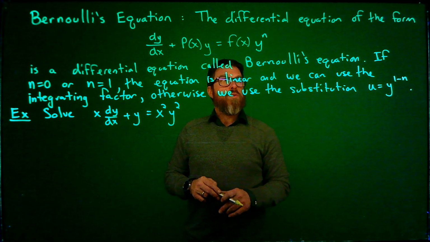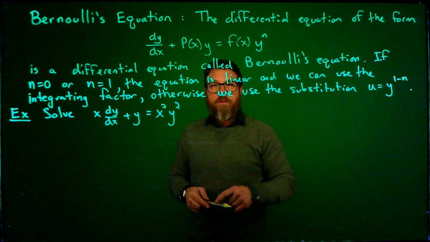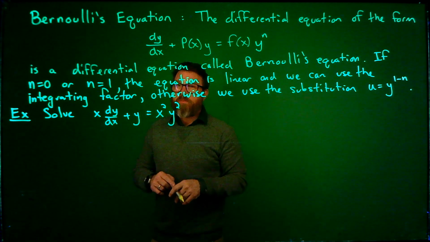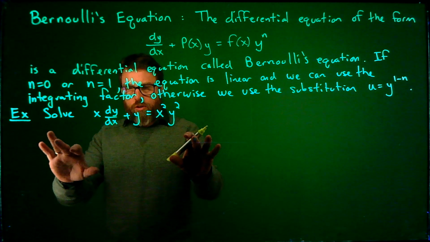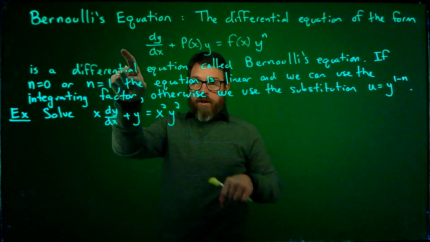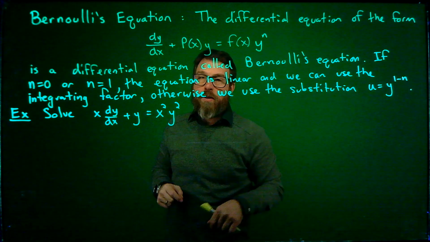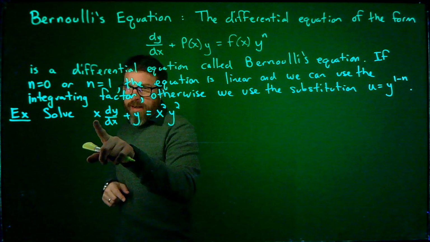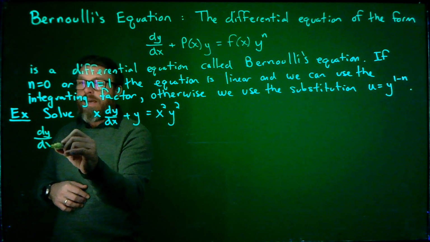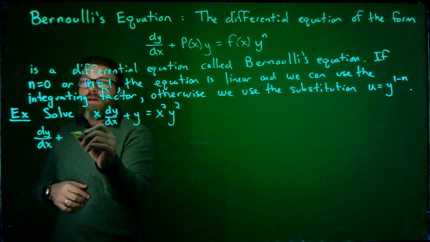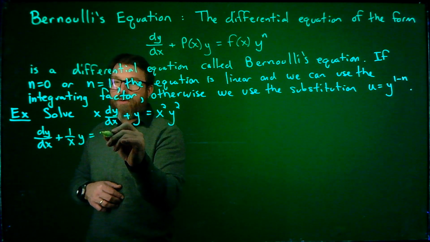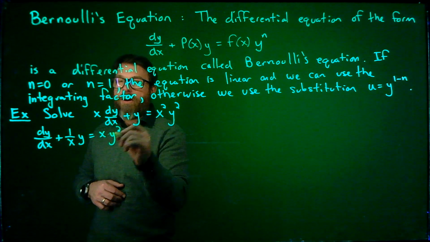u is equal to y to the 1 minus n, where n is the power on the y. So what I want to do is solve this differential equation here. And the first thing I need to do is put it in this form. The coefficient in front of dy/dx has to be equal to 1 and not this x. So I'm going to divide everything by x. So dy/dx plus (1/x)y is equal to, now dividing this by x, we're going to have x y squared.